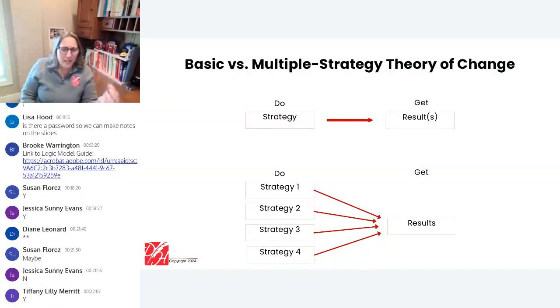It's basic because there is one strategy to get to our result. So it is, if we do this one thing, we think we'll see this impact. There is also then a possibility, many organizations in fact will say, we believe if we do these few things, we will get this result or these results, plural.